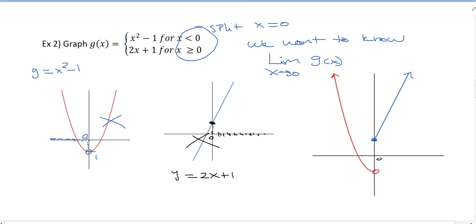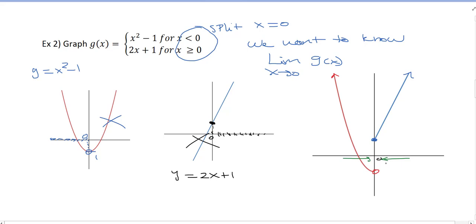And so what is happening? What is the limit as x goes to 0? Remember, the limit as x goes to 0 of g of x is asking what the y values are doing of this function as x approaches 0. So let's see. As x approaches 0, what can you say about the y values?